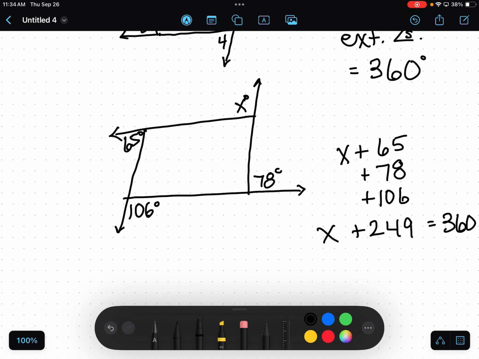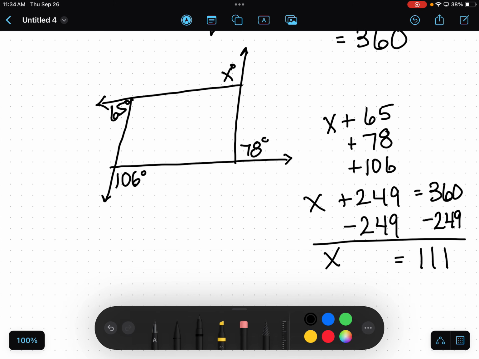So now the goal is to try to figure out that missing piece, and so all I do is subtract. So I end up taking x equals 360 minus the 249, whatever that happens to be. And my missing angle is 111 degrees. Because all the angles add up to 360, we are just going to add up the pieces that we know and subtract out the missing piece. Okay. So on your worksheet today, that's how the first 4 are going to be done.